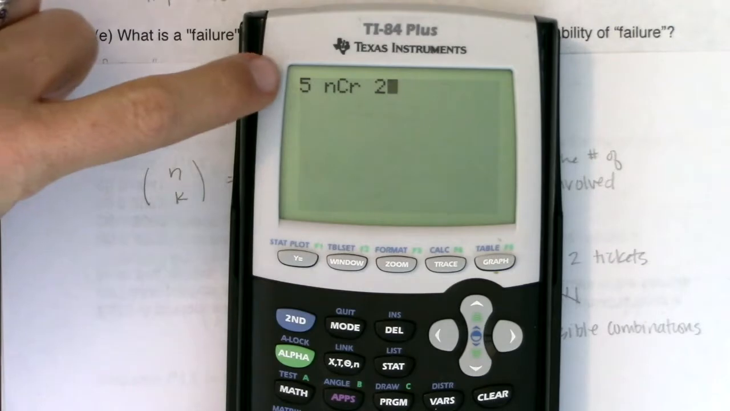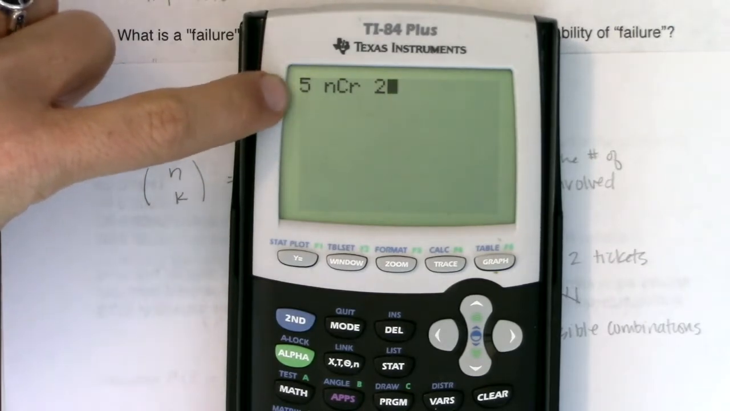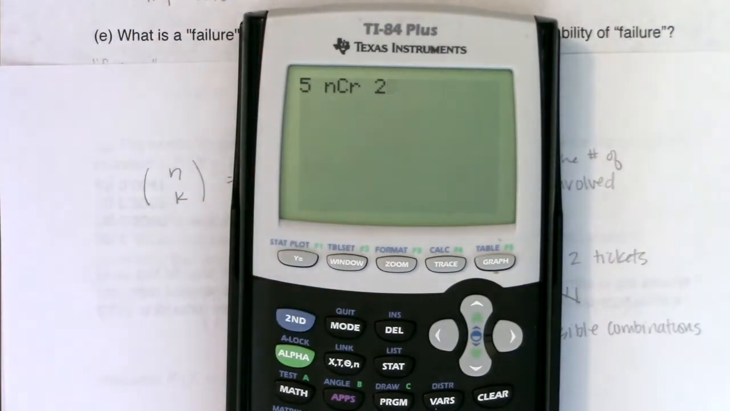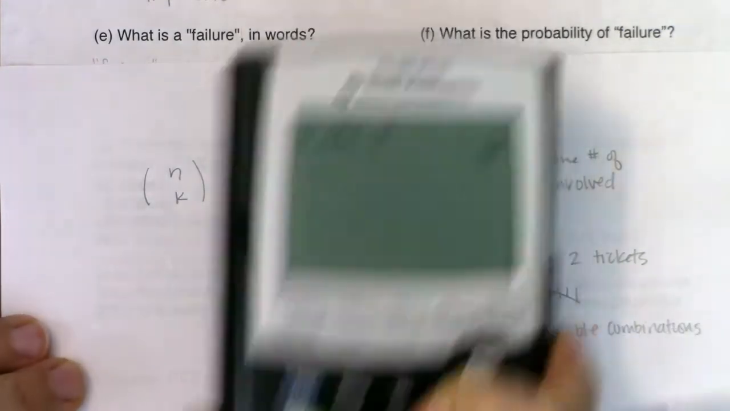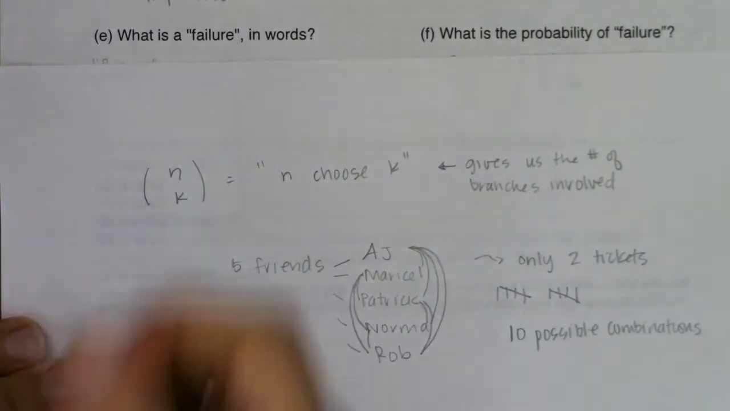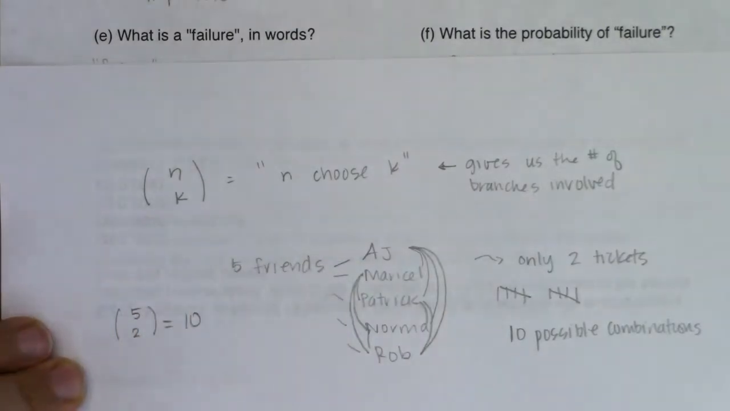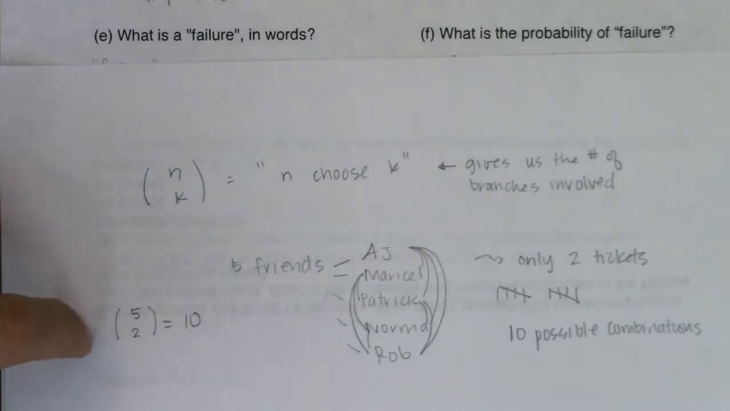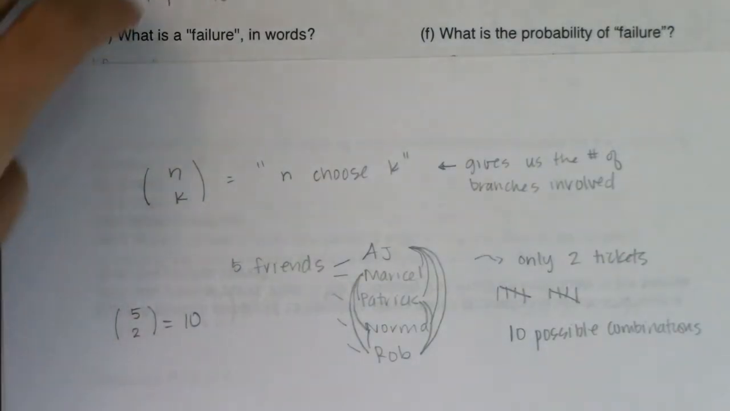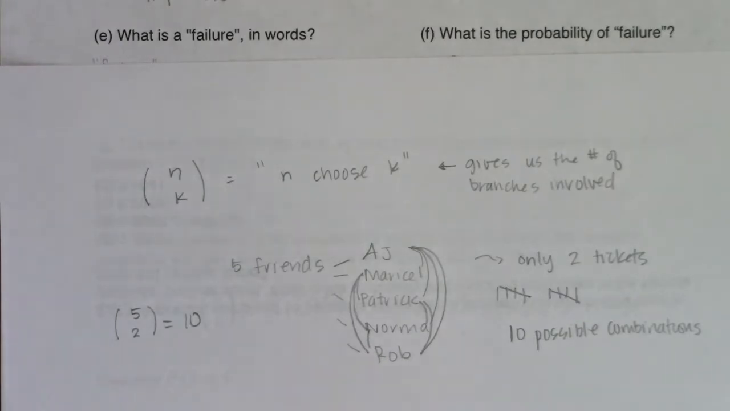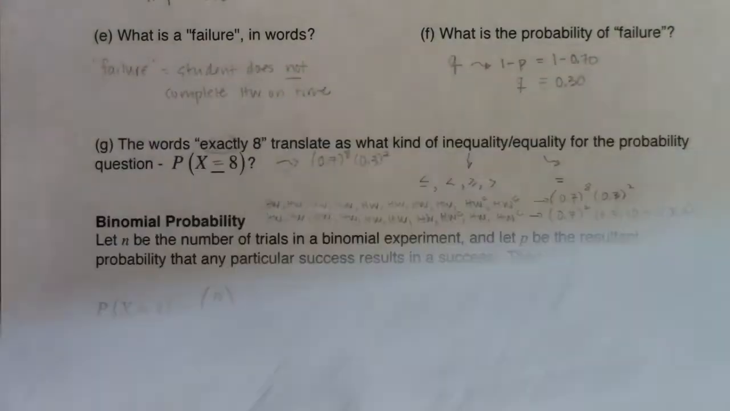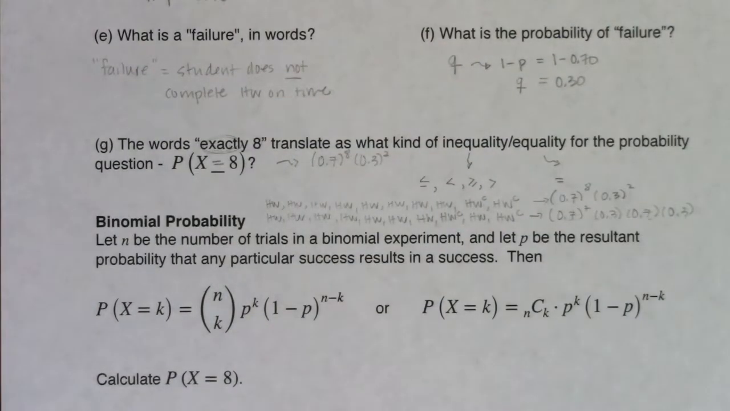Out of the five people that I know, how many different ways can I group those two tickets? When I hit enter, you see the number 10 popping out. So what I'm trying to say is that if we had five people and only two tickets, there were 10 possible combinations of folks I could take. And this will ultimately represent the number of branches involved. We're going to go back to the students doing their homework in just a sec, but that's what we've got going on here.